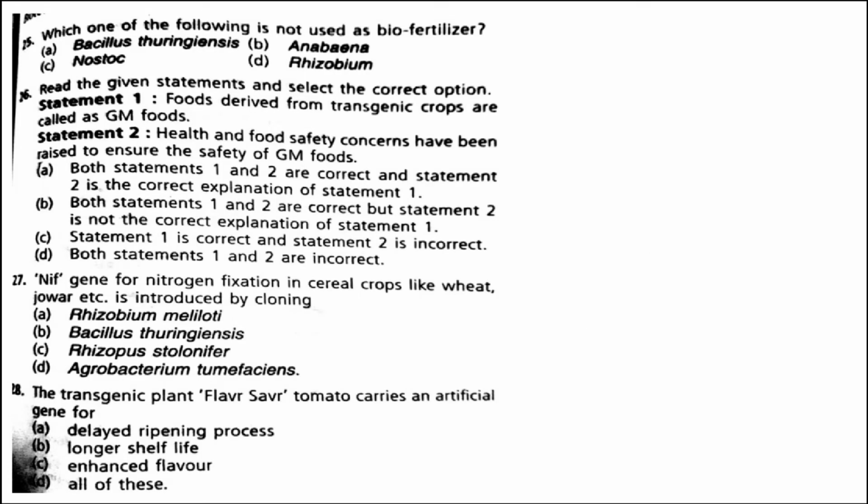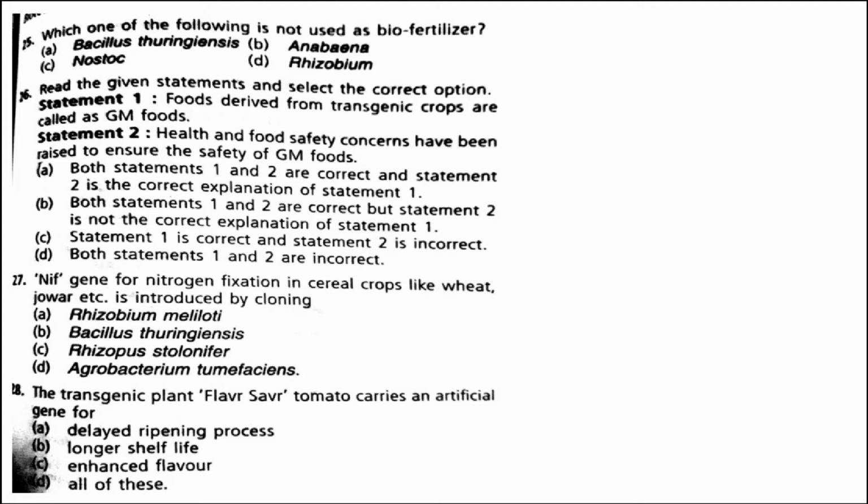Next, which of the following is not used as biofertilizer? A. Bacillus thuringiensis, B. Anabaena, C. Nostoc, D. Rhizobium. The answer will be option A. Bacillus thuringiensis is not used as biofertilizer, but it is used to create transgenic plants.